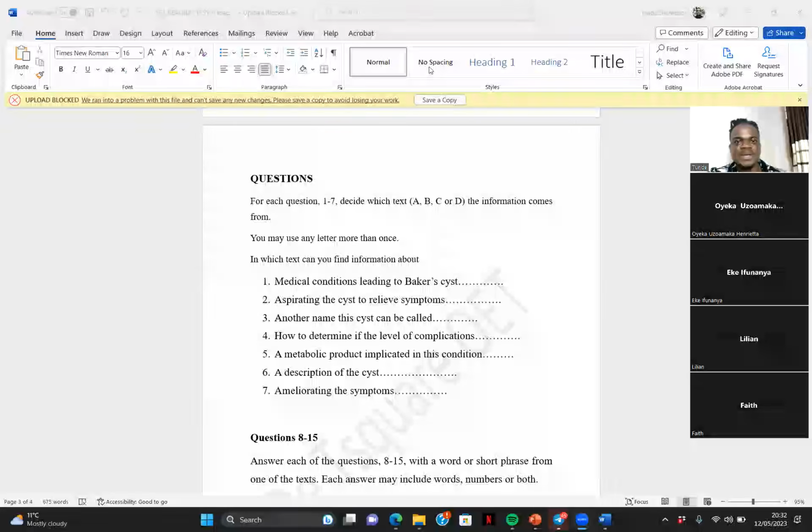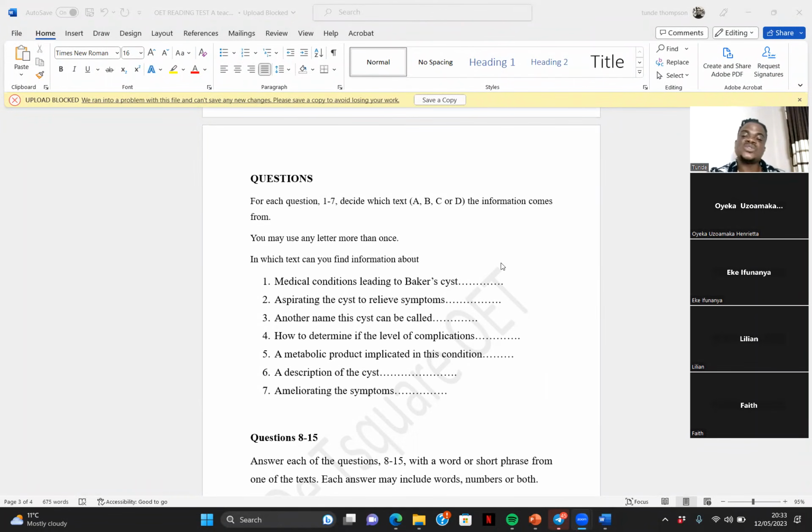Another name this cyst can be called. Now, this might be a little bit tricky for you. Okay, maybe said A, that's correct anyway, but this can be very tricky. This is also where you can try, as much as possible, to use exclusion factor. If they say another name this cyst can be called, definitely this type is not really related to the treatment. It's not like you are investigating. It's not like it's the cause, so to say. So it might go more like a definition.